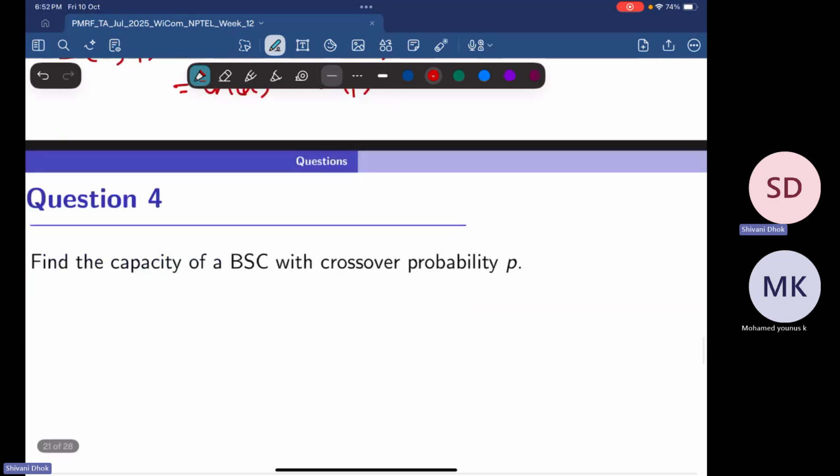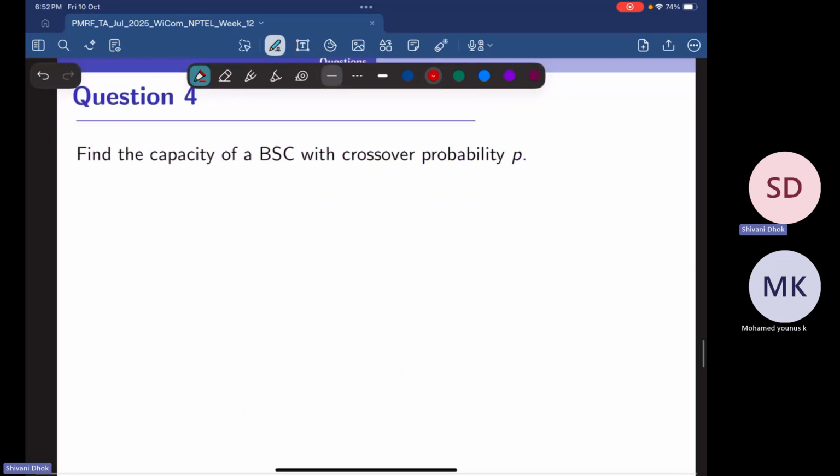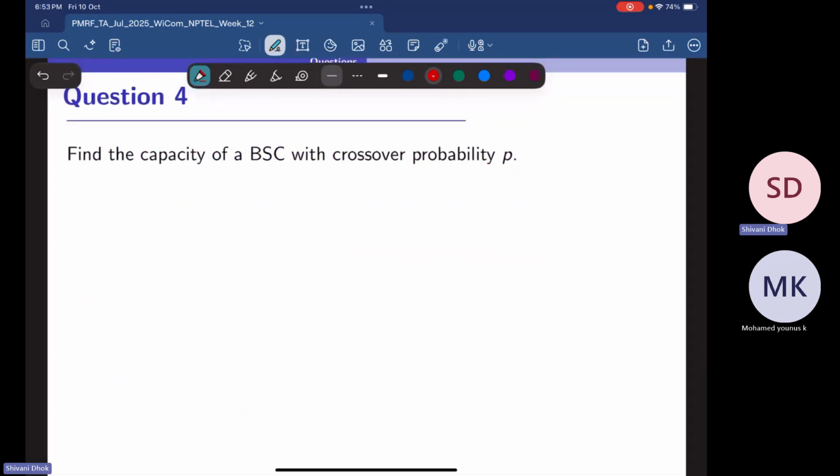If that's clear, then let me move on to the next question. It says: find the capacity of a binary symmetric channel with crossover probability p. What is your definition of capacity? Your capacity C is the maximum of your mutual information, and this has to be done with respect to either the distribution of x or the distribution of y. Let's say I want to do it with respect to the distribution of y.